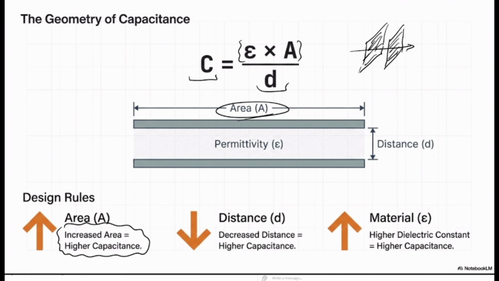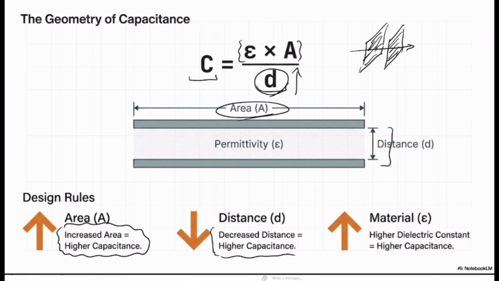Then we have the D, or the distance between two plates. At this point, obviously, if I increase the distance, I have less chance to have better capacitance. So decreasing the distance is going to give me a higher capacitance, and increasing it is going to give me less capacitance.